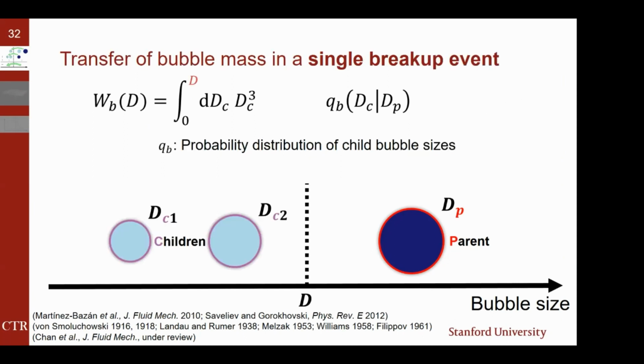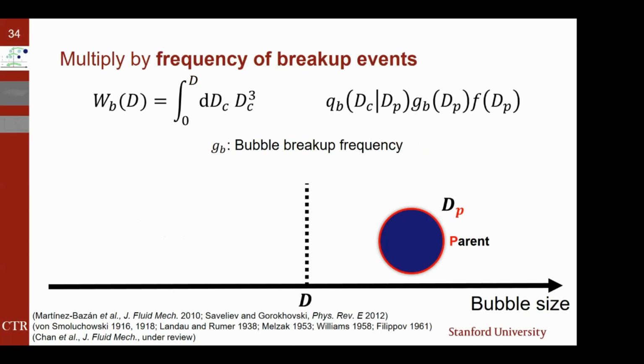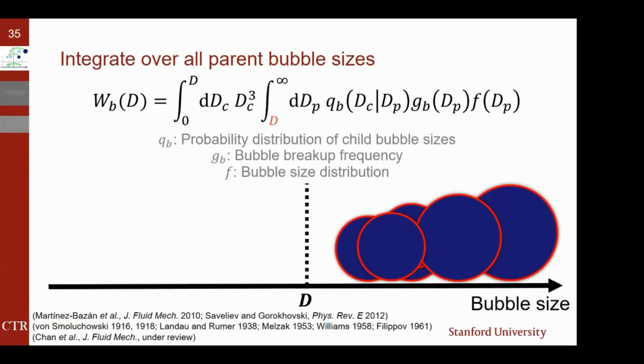So this was for a single event in a single parent size. To extend this to the entire system, we multiply this by the number of parent bubbles. So this is F, the size distribution. Then multiply this by how often the event occurs. So GB, the breakup frequency. And because all this was of a single size, we integrate the contributions over all parent sizes larger than the cutoff to obtain this complete expression for WB.